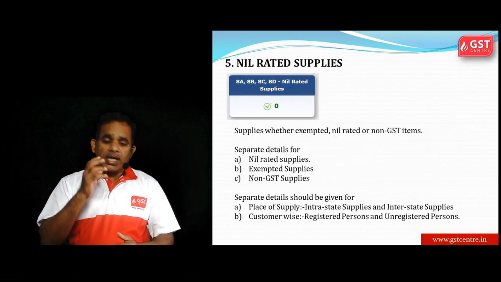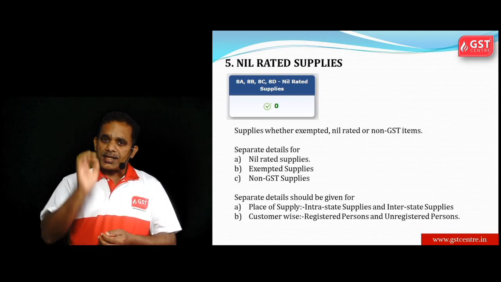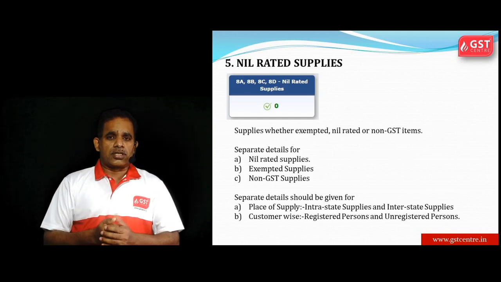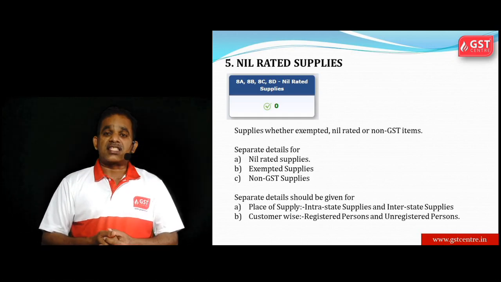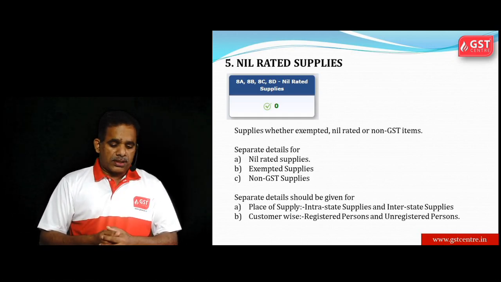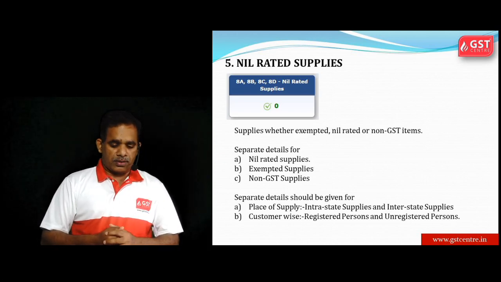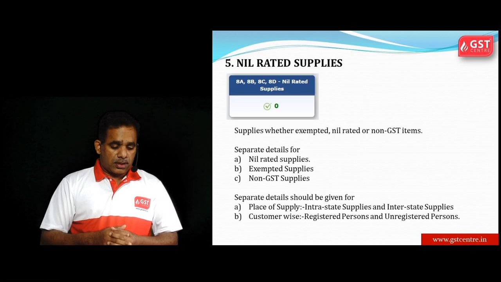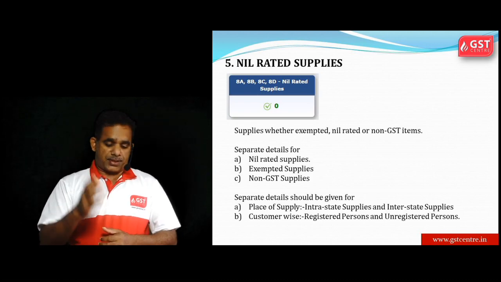Then coming to nil-rated supplies, you need to fill up nil-rated supplies, exempted supplies, and non-GST supplies in this section. So I have already explained what is a nil-rated or exempted or non-GST supplies. Then separate details should be given for place of supply, means intrastate supplies and otherwise. Then customer-wise details for registered persons and unregistered persons.